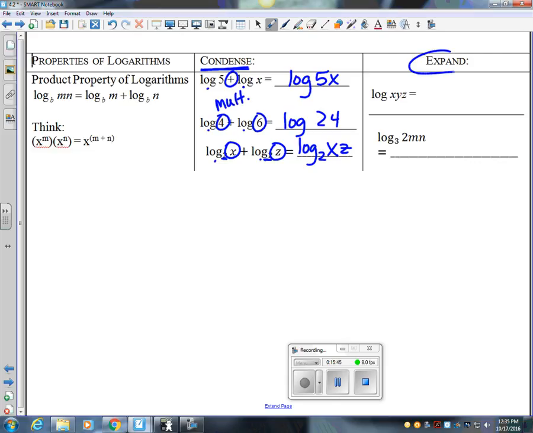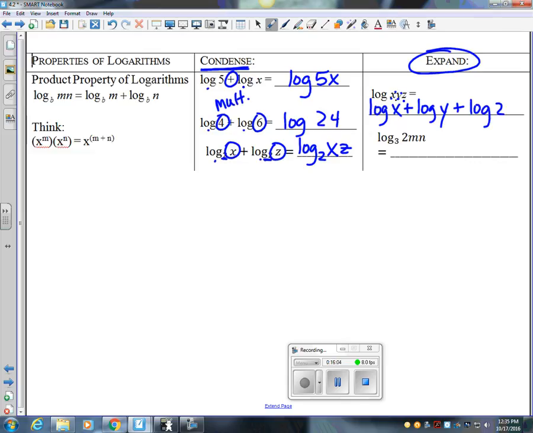All right, expand means to make something bigger. So we're going to turn this into 3 logs. So right now they're being multiplied, so multiplication turns back into addition. So log x plus log y plus log z.